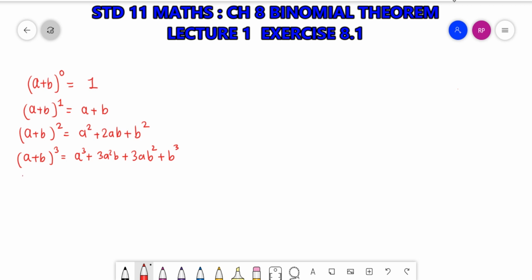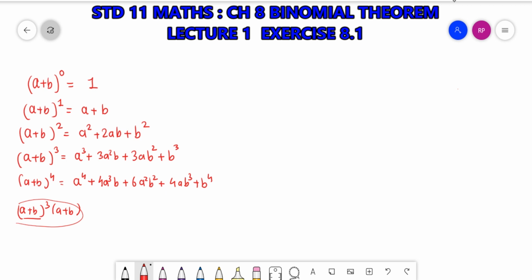And if I take (a plus b) whole raised to 4, then this will be equal to (a plus b) whole cube into (a plus b). So instead of (a plus b) whole cube, I will put a cube plus 3a square b plus 3ab square plus b cube, into (a plus b). When I solve it, I will get a raised to 4 plus 4a cube b plus 6a square b square plus 4ab cube plus b raised to 4.